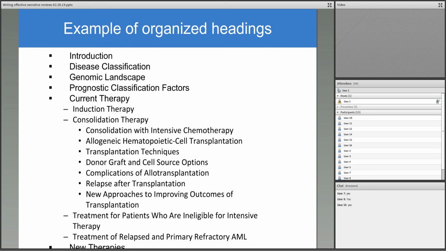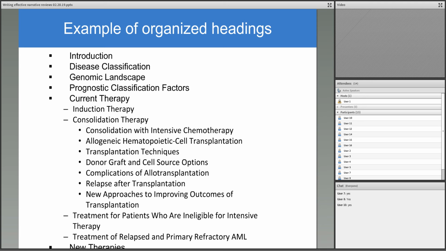This is a lightly modified outline of a review on acute myeloid leukemia by Döhner et al. in the New England Journal of Medicine. And sorry, it's cut off a bit at the bottom, but it should say new therapies followed by conclusion.